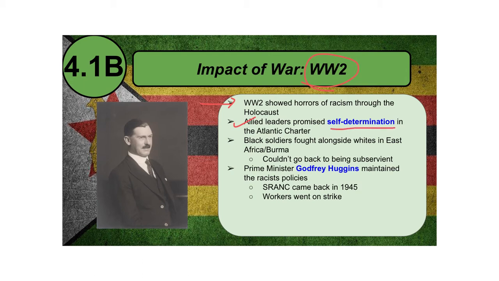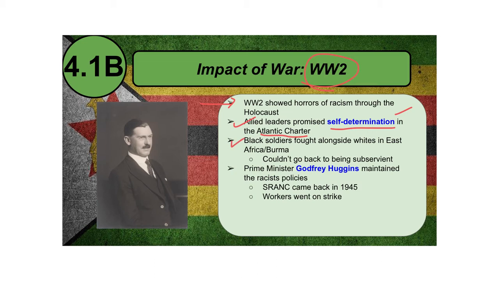It also helped that Allied leaders like Franklin Roosevelt and Winston Churchill promised self-determination in the Atlantic Charter. The Atlantic Charter was a document signed by the United States and Great Britain that promised an end to colonialism and imperialism if the Allies won World War II, and so that's what happened. They promised self-determination, meaning that countries would be able to determine if they wanted to continue being a colony or if they wanted to be independent.